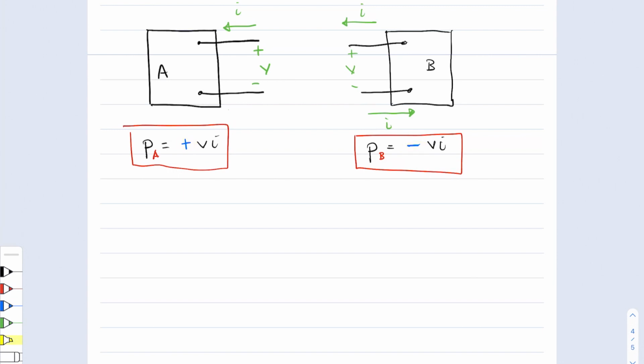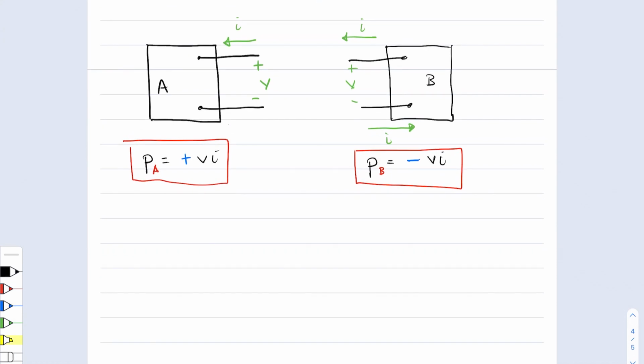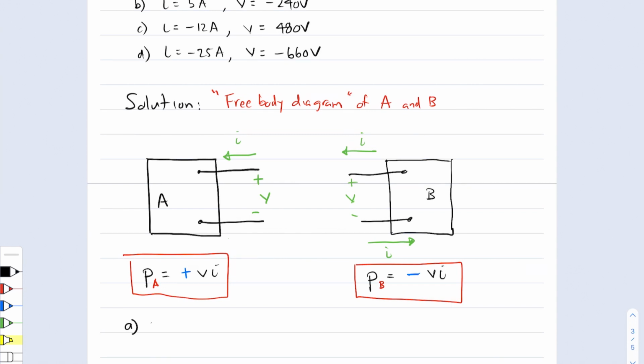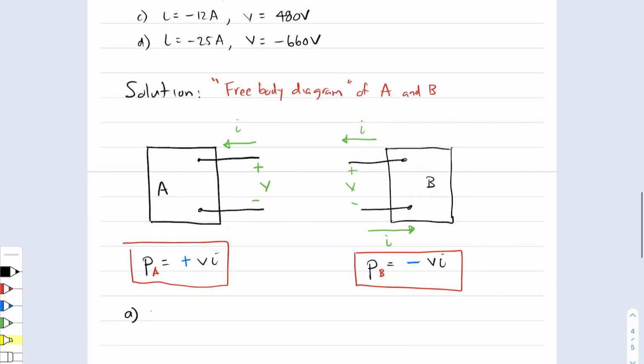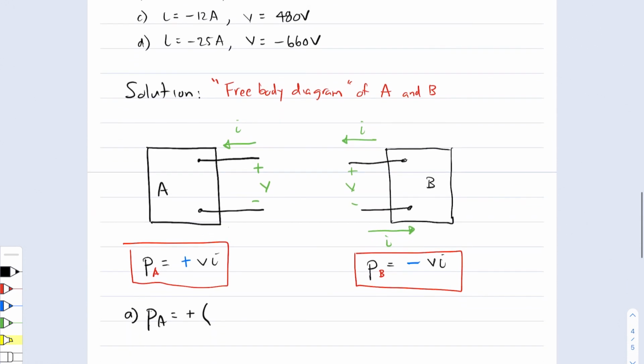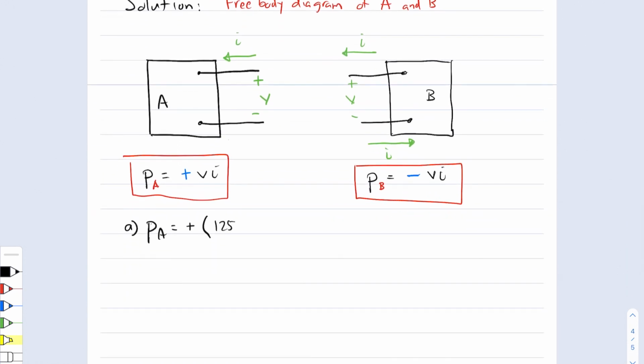Now we're in a position to start calculating some of these powers for each case. So here, for case A, the current is 10 amps, and the voltage is 125. So PA is plus the voltage times the current, so that is 125 volts times 10 amps. This is positive 1250, and this is in watts.